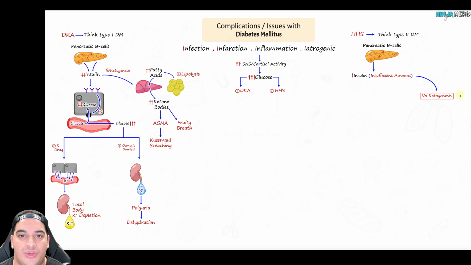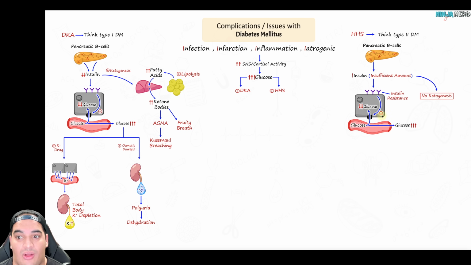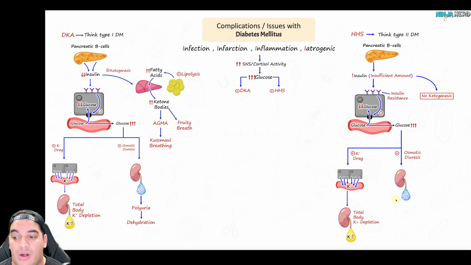So there's not going to be any Kussmaul breathing. There's not going to be any anion gap metabolic acidosis. There's not going to be any fruity breath. But you are going to have all the other complications, such as insulin resistance, where they're not going to respond to the insulin. They're not going to take the glucose into the cell. It builds up in the bloodstream. You pull potassium out of the cells and deplete your total body potassium. You cause a lot of water to be lost into the urine and cause polyuria and dehydration.